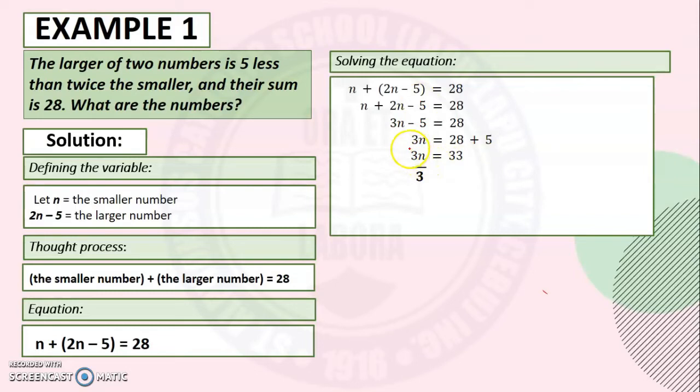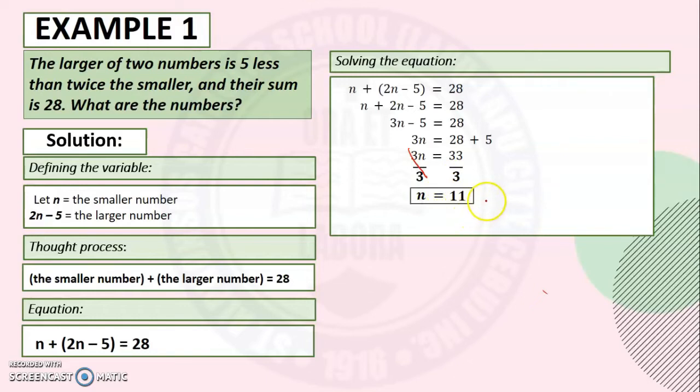3n divided by 3, cancel 3, and that is n. 33 divided by 3 is 11. So we now have the value of our n, which is our smaller number, which is 11.